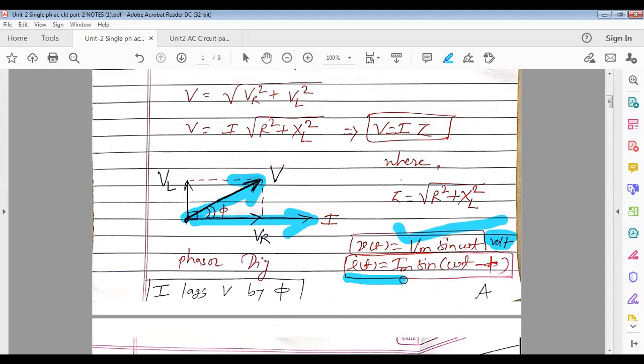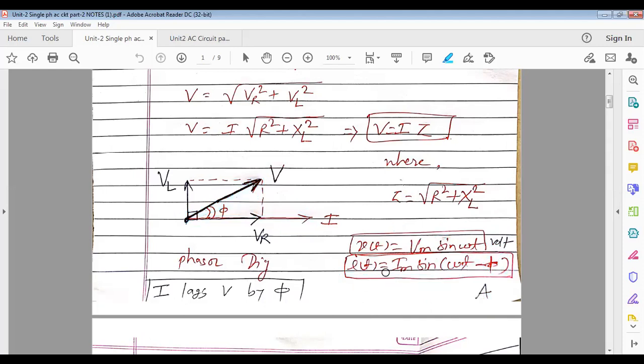I of t is equal to peak Im, sine. Its angular frequency will be the same as that of the supply frequency, that's why omega t. And you can find the phase from the phasor diagram: current is lagging voltage. That's why you will write minus with reference to voltage, and it is lagging by how many degrees? Phi. So that's why minus phi, and the unit is ampere. So this is the instantaneous current equation you will get. Is this clear to everyone? Yes, ma'am.